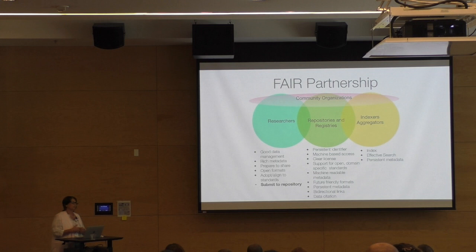Okay, but it's the repositories who deal with persistent identifiers. You don't. Machine-based access, making sure the licenses are there. Support for open domain-specific standards. Machine-readable metadata. Future friendly formats. That's one of the biggest things: we use proprietary formats, but down the line, 10, 15 years from now, is anybody going to be able to read that, right? That's a very important thing. So a lot of the burden falls on the repository.